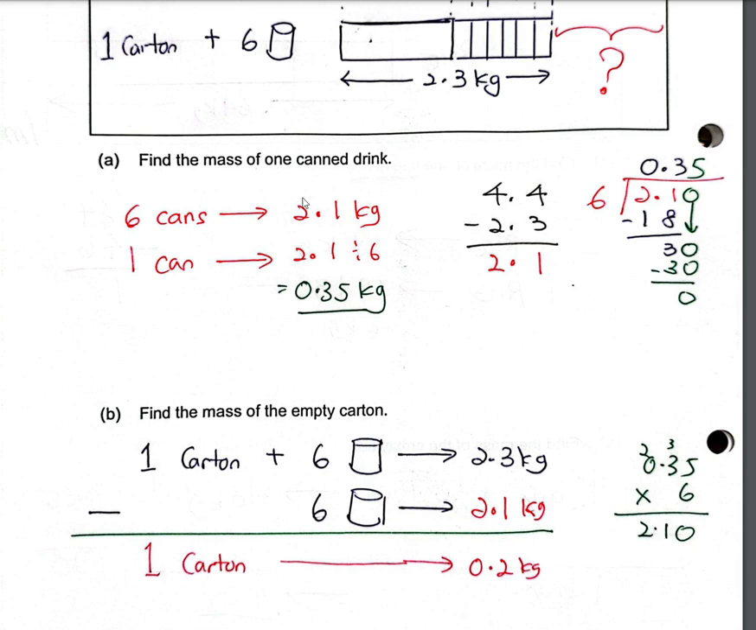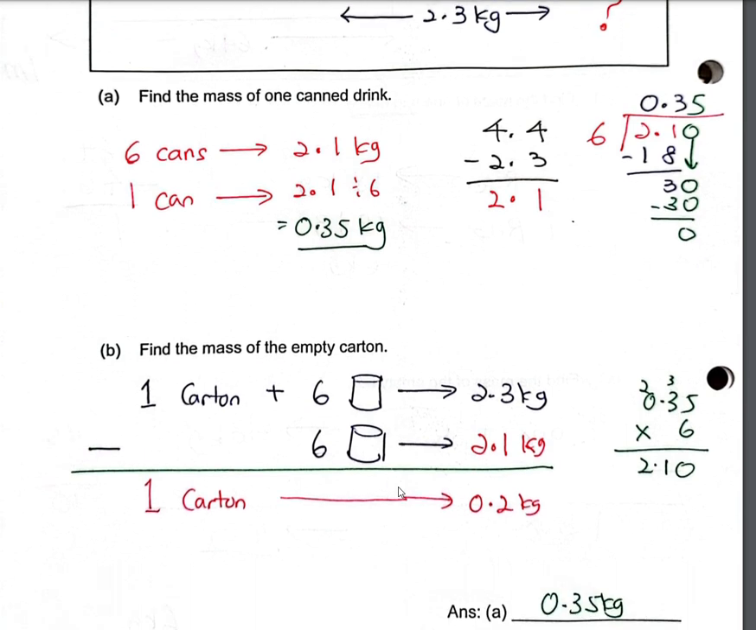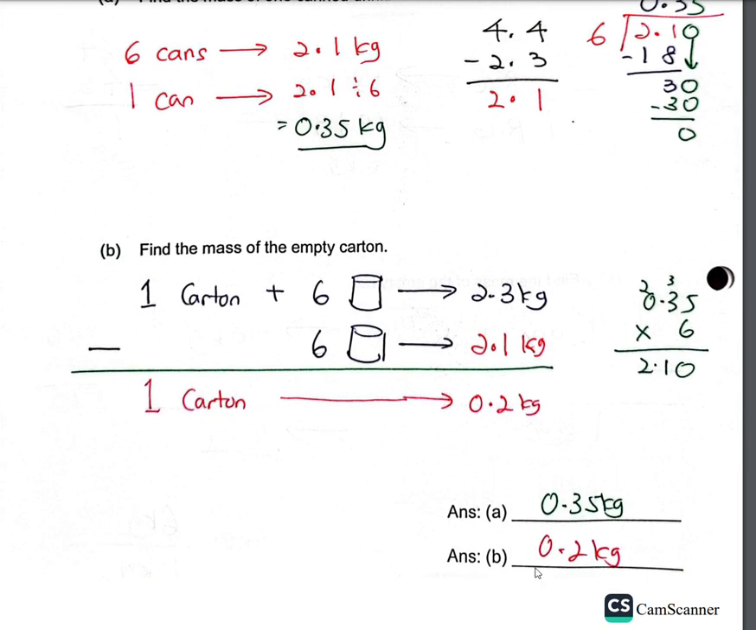But there's no need to, because you already know through your earlier working that the mass of the 6 cans is 2.1 kilograms. I subtract this. 3 minus 1 is 2. 2 minus 2 is 0. Don't forget the decimal. So 1 carton, after you take away 6 cans out of it, you will be left with 1 empty carton. An empty carton weighs 0.2 kilograms. And don't forget to write down your answer and the units here.